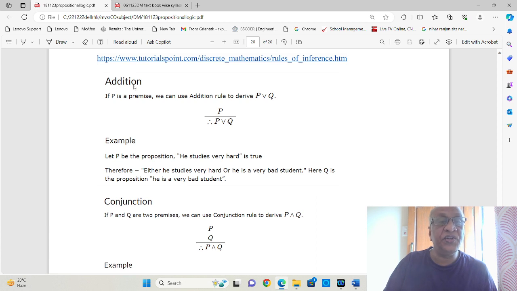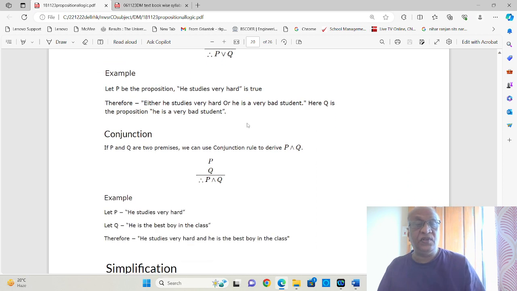The first one is addition. If you look at it, it is very, very simple. How do I read this inference rule? If P, then P or Q. As simple as that. Let us connect an example with that. Let us say P is he studies very hard. Then we have either he studies very hard or he is a very bad student. So here Q stands for he is a very bad student.